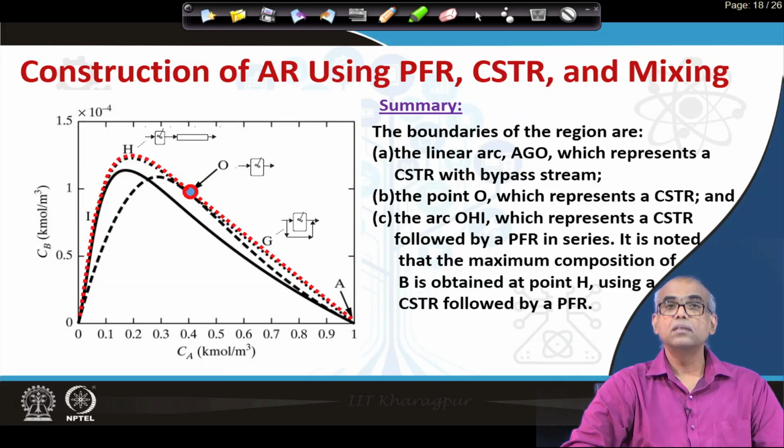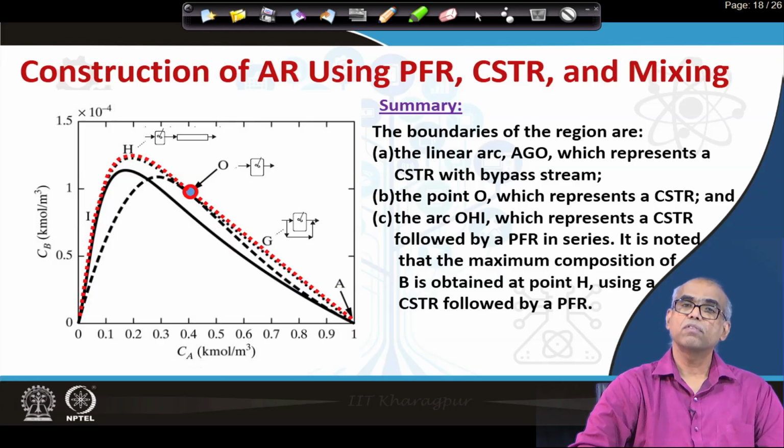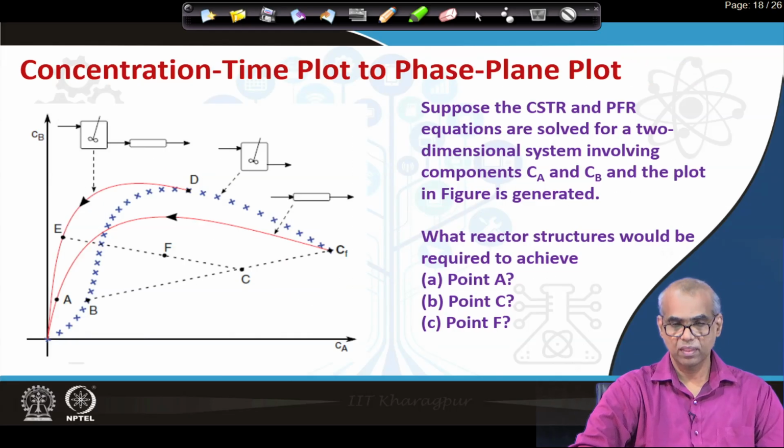So, this is the summary. We can start with the PFR, then look at the CSTR to see whether this expands the region or not, draw the linear arcs, and then find out the scope for further extending the attainable region using PFR trajectory. When no further expansion is possible either through PFR trajectory or through mixing, you have obtained your attainable region.